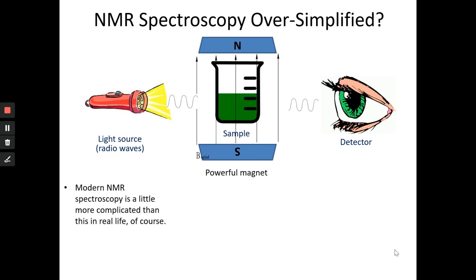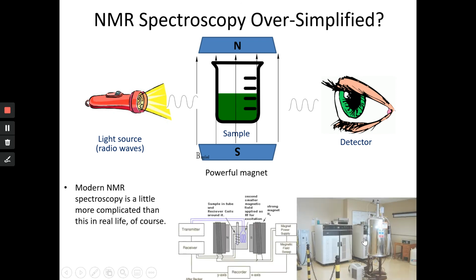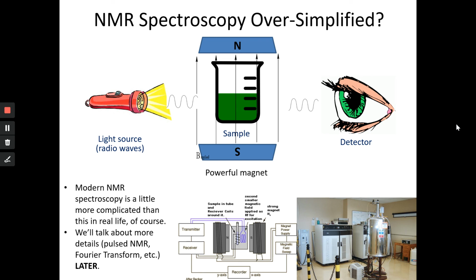I should tell you, of course, that this is sort of a simplified version of how this works. It's a little bit actually too simple. Modern spectroscopy is a little bit more complicated. And later on, we're going to talk about what's called pulsed NMR and using the Fourier transform. So what I've just described to you is what we call a continuous wave NMR experiment. It's how NMR was used in the 1960s, 1970s, even into the 1980s.